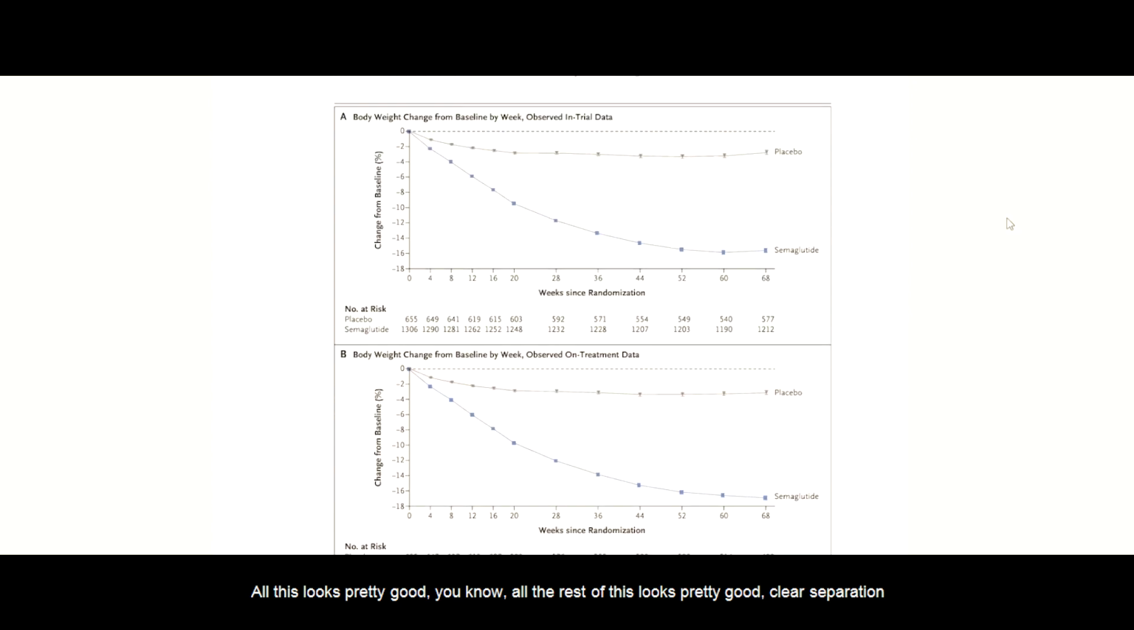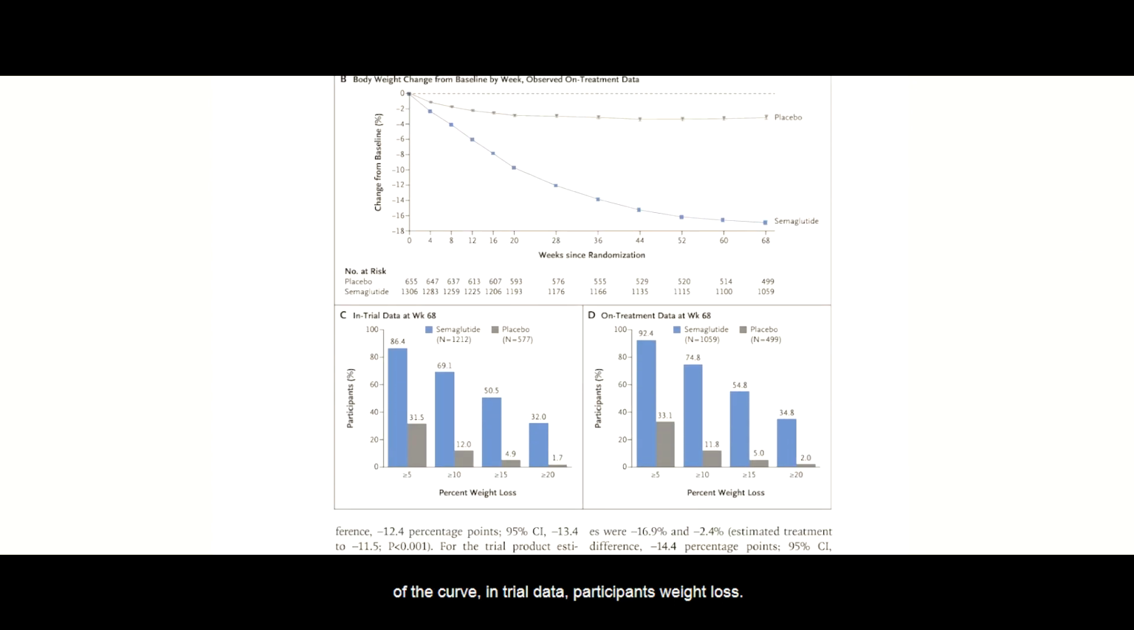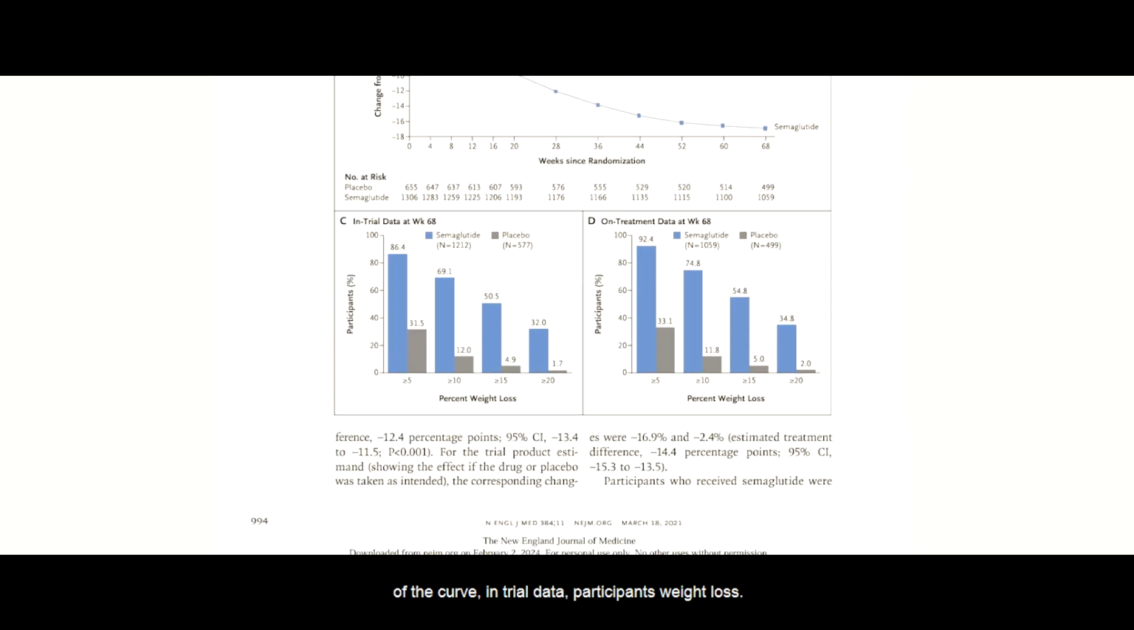All this looks pretty good, all the rest of this looks pretty good. Clear separation of the curve in trial data. Participants, weight loss. Okay, so this was the other group they were looking at.